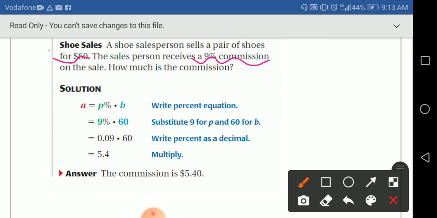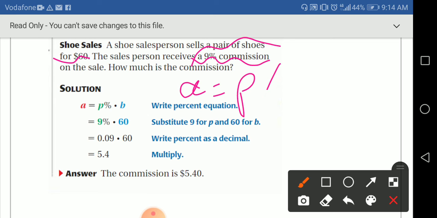Okay guys, I'm a salesperson. I want to sell the shoe for you, but I'm going to take a commission. I'm going to take money for selling you your shoe. So what's the commission here? How much money will I get? So A equals what?